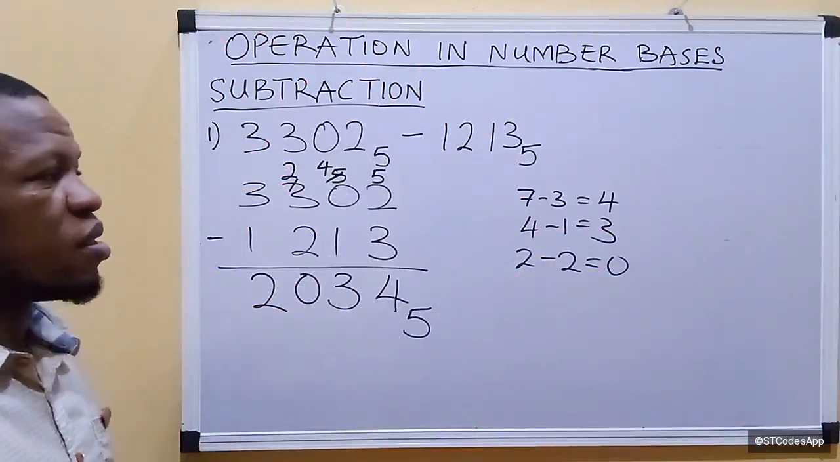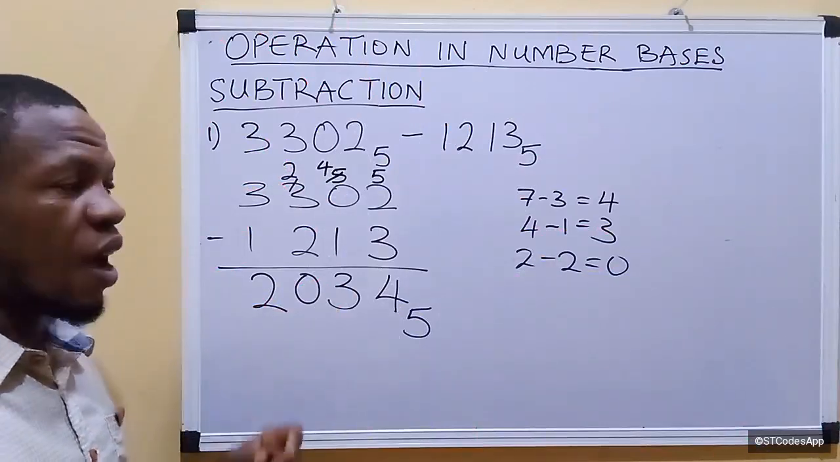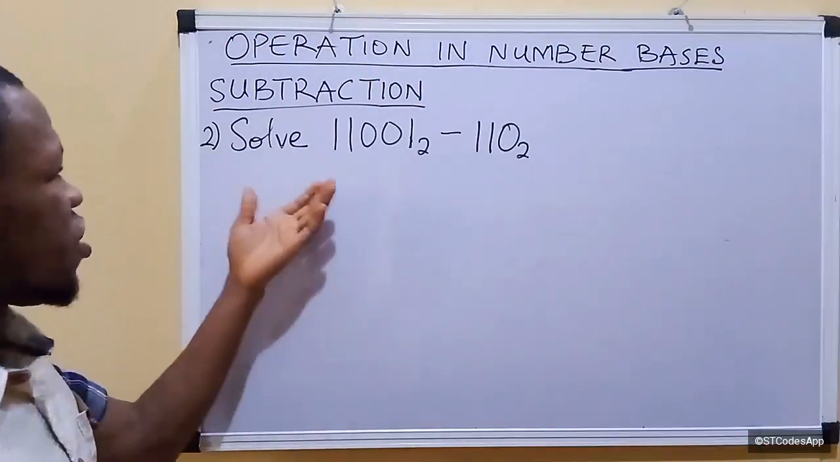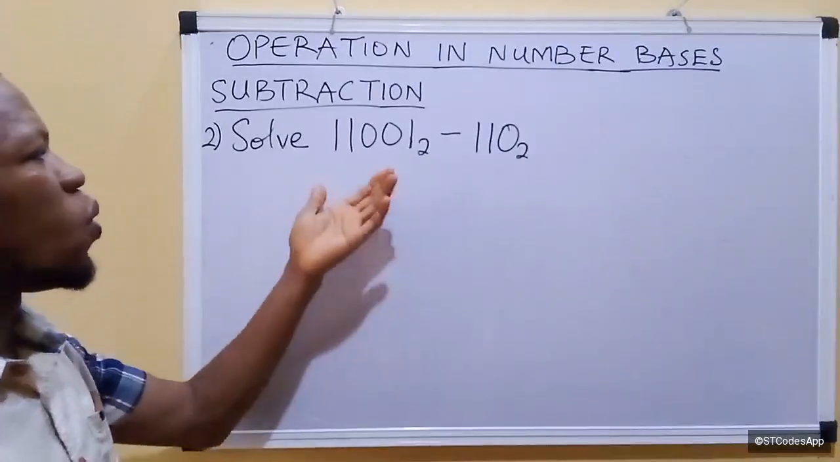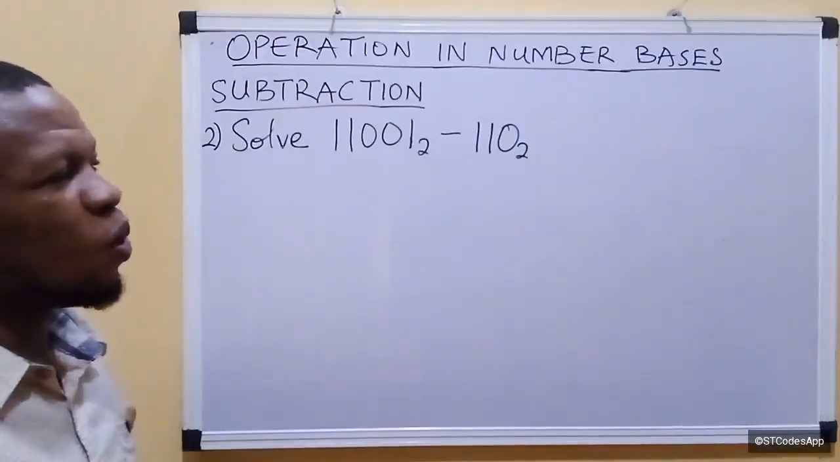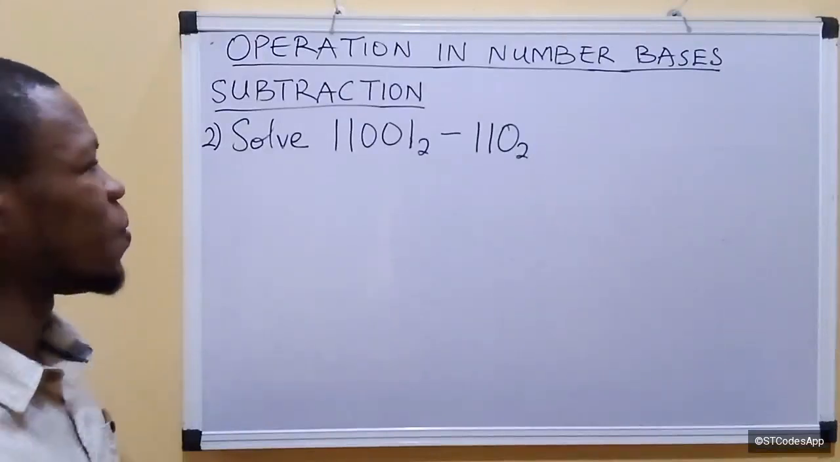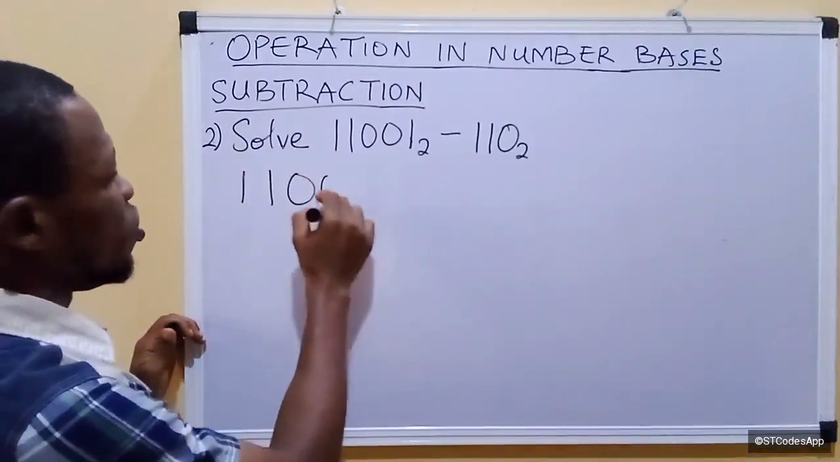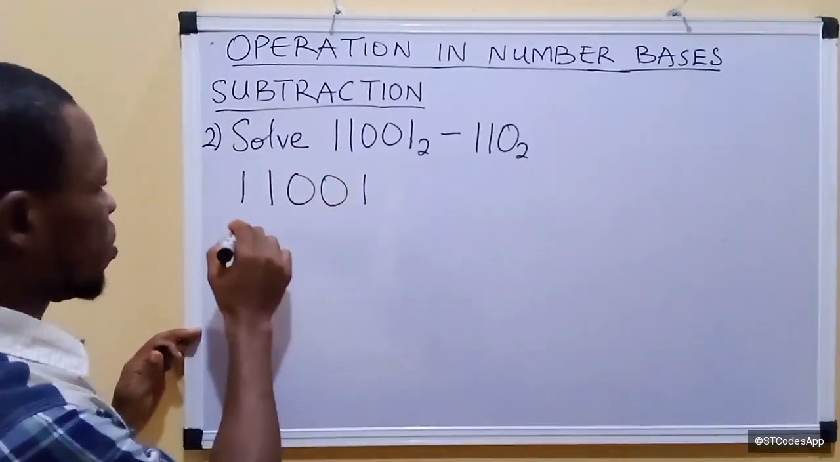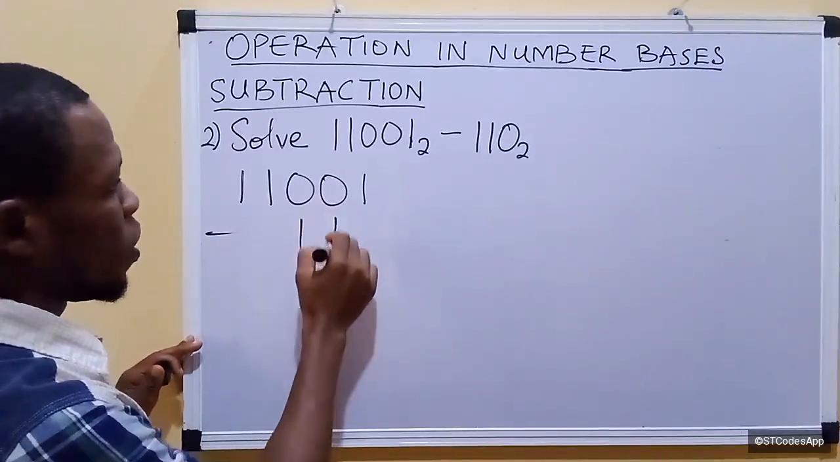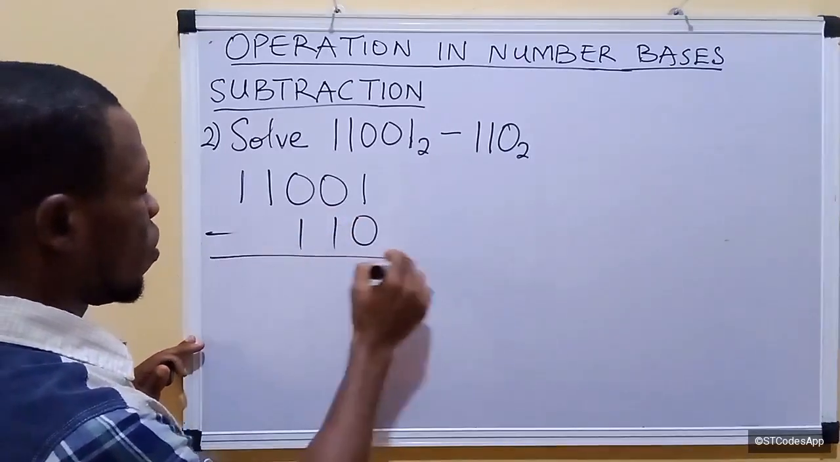But in case it's not very clear, I want you to watch it again, but I'm going to take another example. In the second example, we have to solve 11001 in base 2 minus 110 in base 2. We are still going to follow the same approach we used in the first example we just tackled. 11001 minus 110 in base 2.